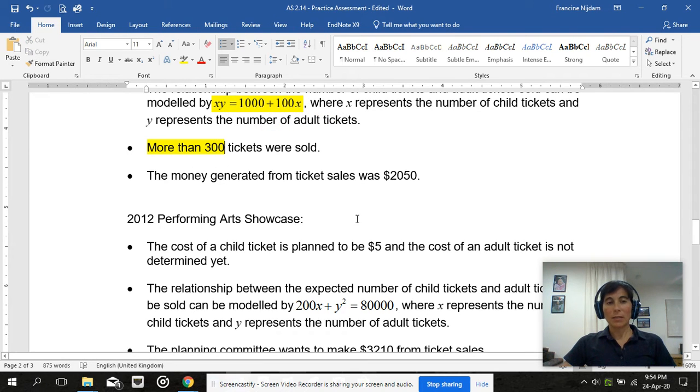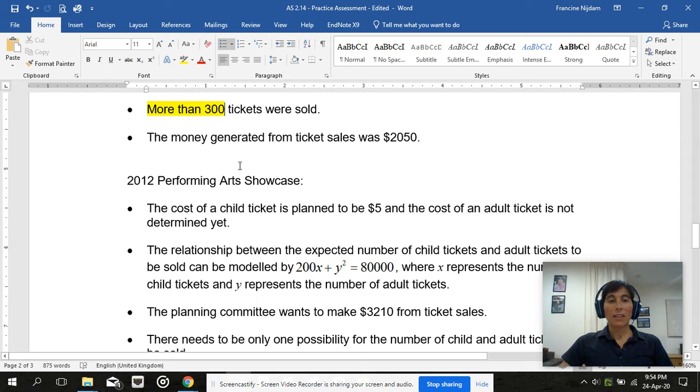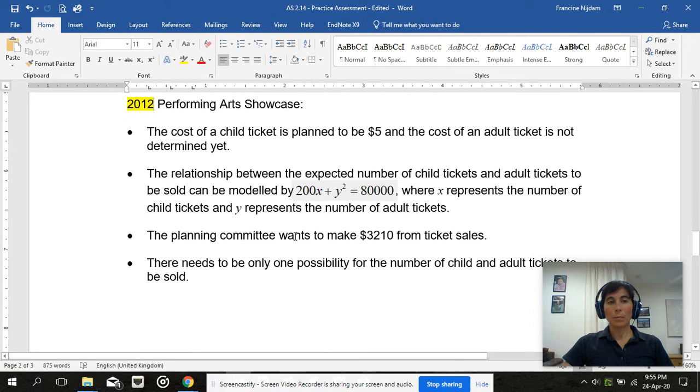So I see there the more than 300 is pivotal. The money generated from the ticket sales was $2,050. Then we move on to the 2012 Performing Arts Showcase. The cost of a child ticket is planned to be $5, and the cost of an adult ticket is not yet determined, so I'll just put not determined yet.